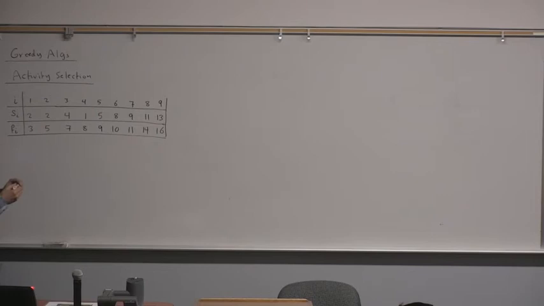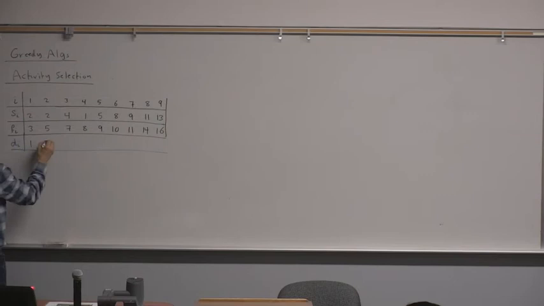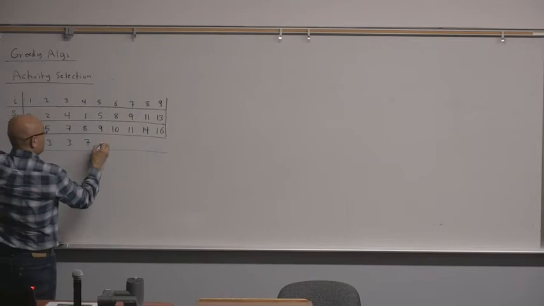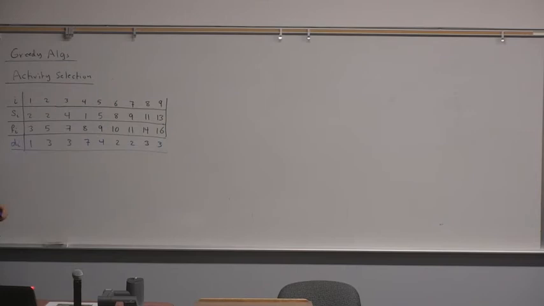Okay, let's try this. So let's calculate the duration for each one. If we calculate the duration here, we will get a duration of 1, duration of 3, 7 minus 4 is 3, 8 minus 1 is 7, 9 minus 5 is 4, 10 minus 8 is 2, 11 minus 9 is 2, 14 minus 11 is 3, and 16 minus 13 is 3. So these are the durations. So according to this scheme, we will first select which activity? Number one. This has the shortest duration.